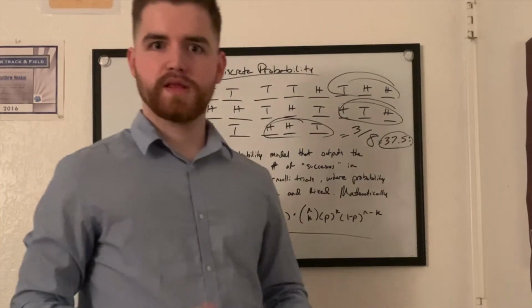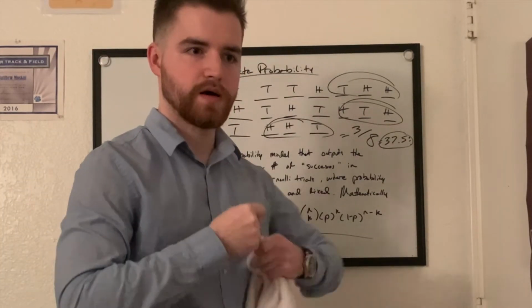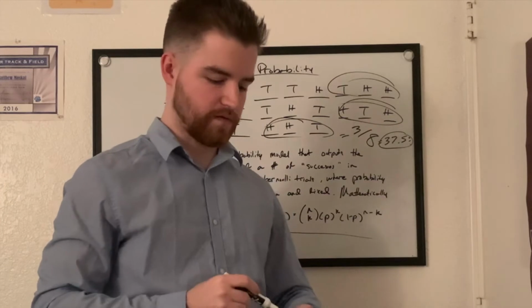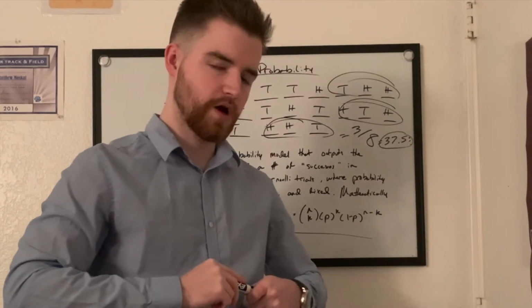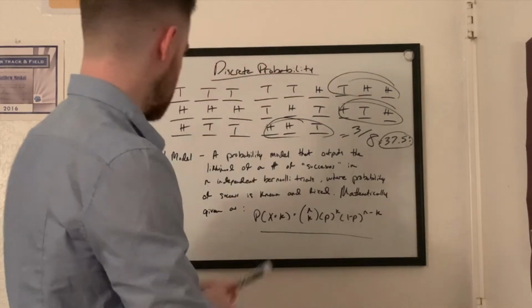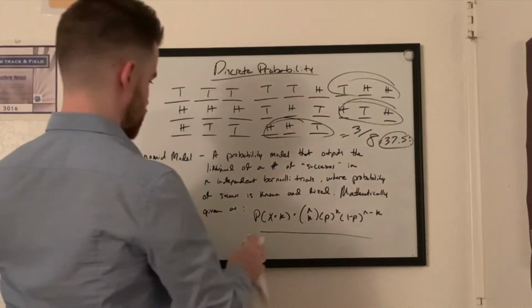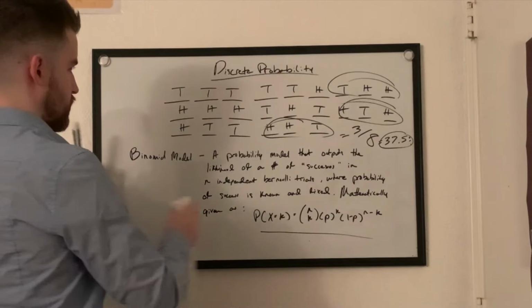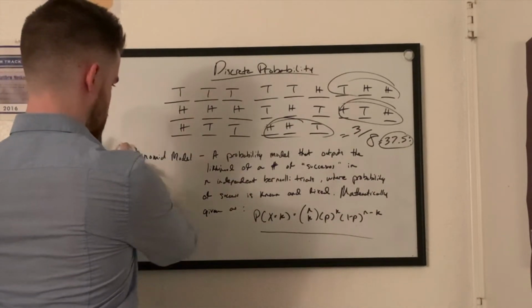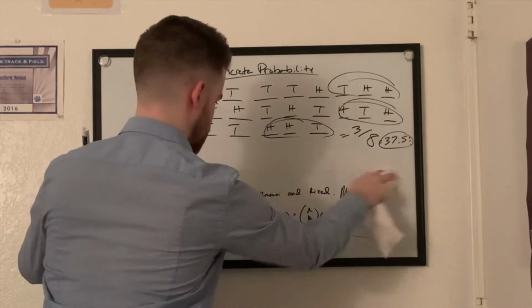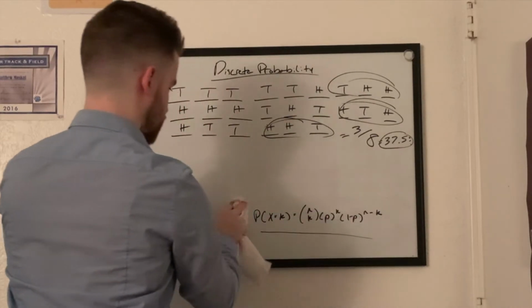But let's say there's 10 flips. We're not going to write out all 10 flips, or that's going to be a lot of ways that can happen. So let's use the binomial model to do it. I'm going to get rid of this, but I'm going to leave the formula though.